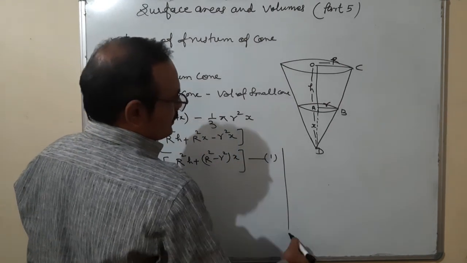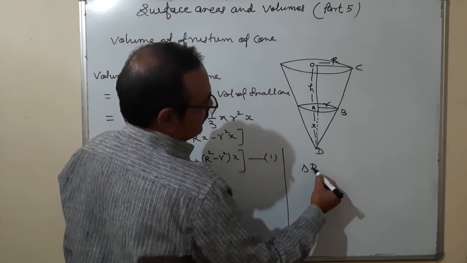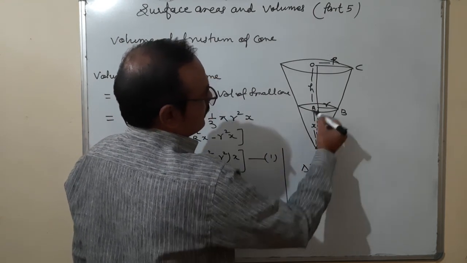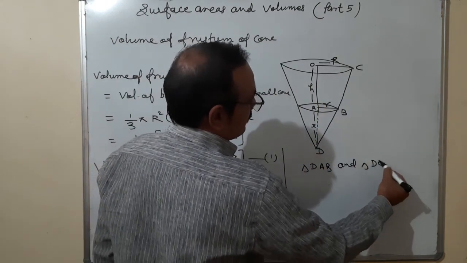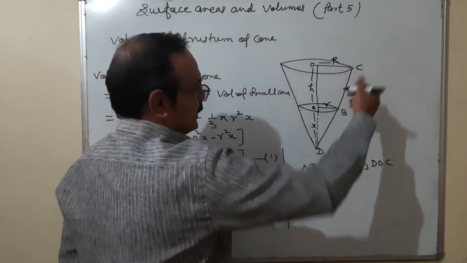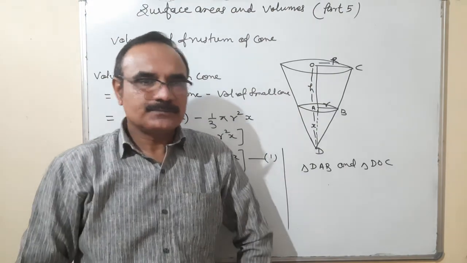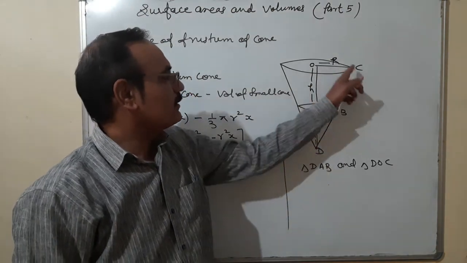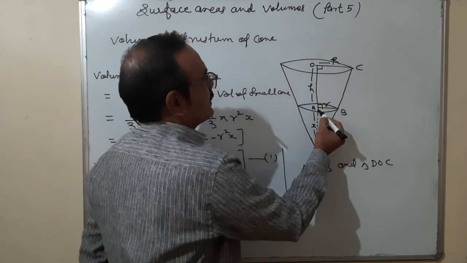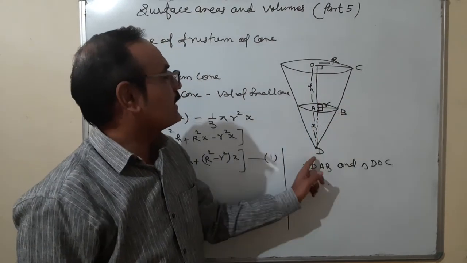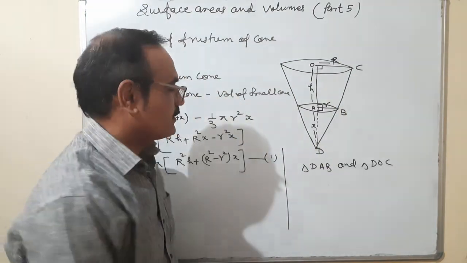Okay. Now you see the figure, triangle DAB and triangle DOC. Two triangles are there. I think both the triangles are similar. There is a common angle, and second, this angle is 90 degrees, it is also 90 degrees. By angle similarity, both the triangles are similar.